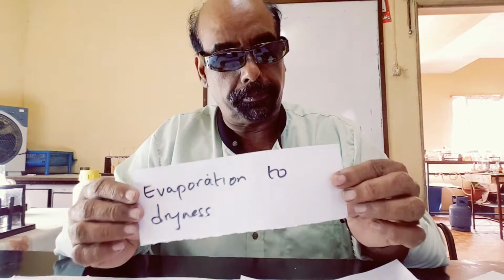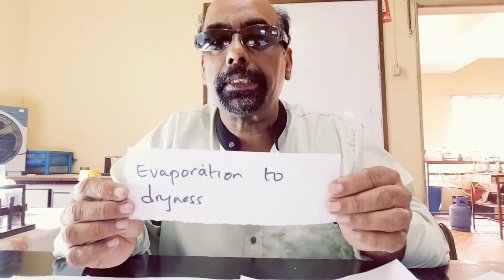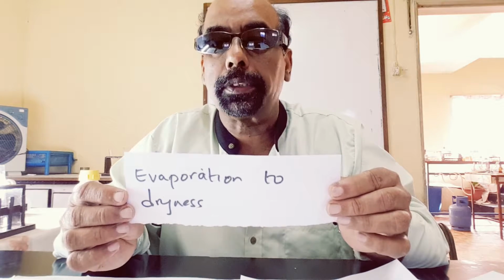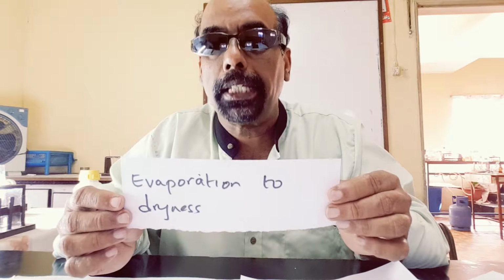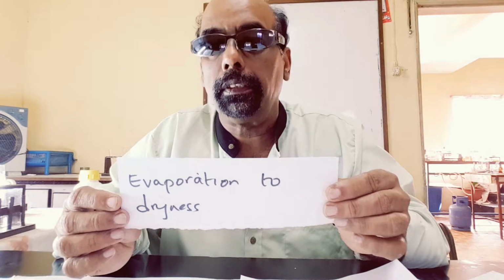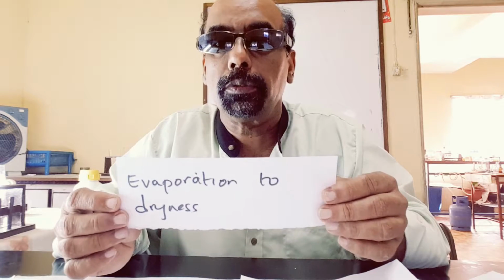The solution obtained, sodium chloride in water, is heated till dryness. All water is removed. A white solid of sodium chloride is obtained in powder form. The process to obtain the salt from the solution is known as evaporation to dryness.